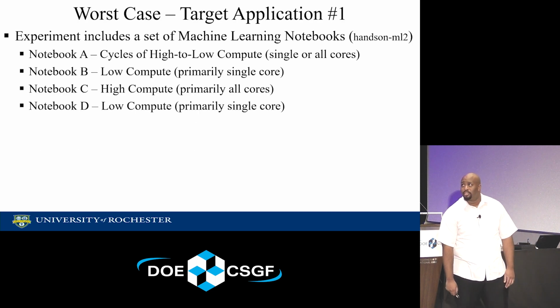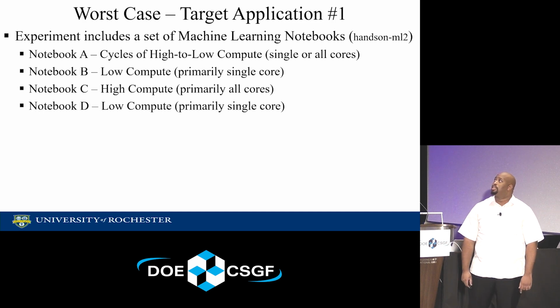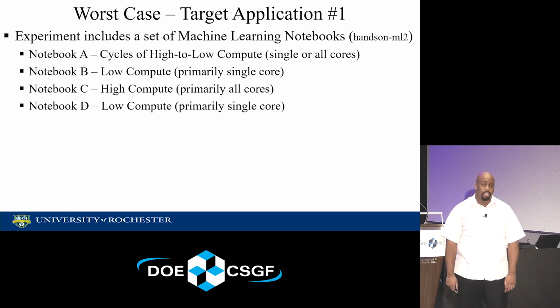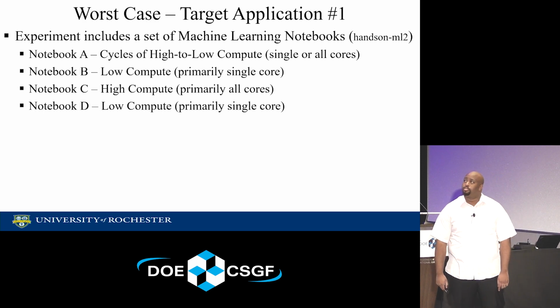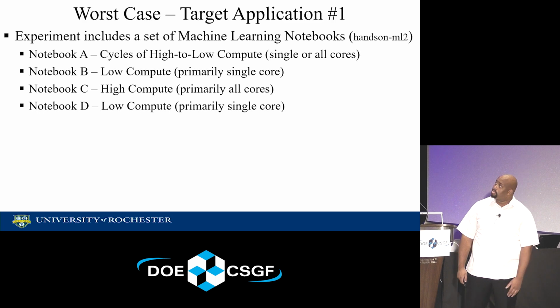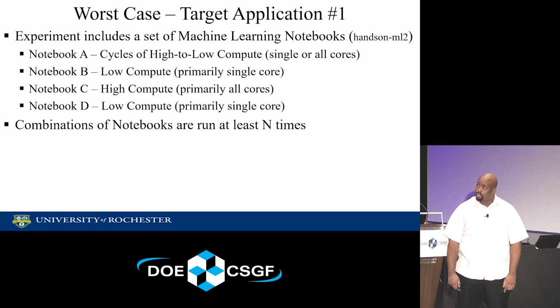So worst case scenario, the worst case target application comes down to just 4 machine learning notebooks, 2 of which are high compute, notebooks A and C. Then you have 2 low compute, which are notebooks B and D. Low compute and high compute basically means number of cores they need. High compute typically uses all the cores, and low compute typically uses a single core.